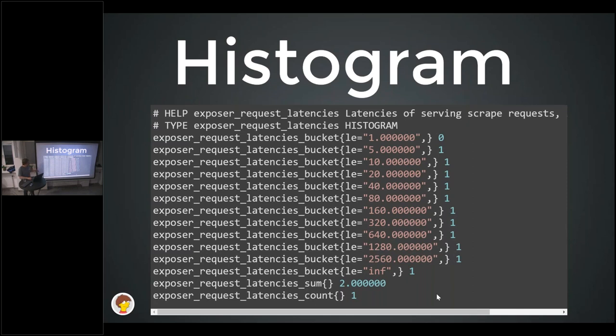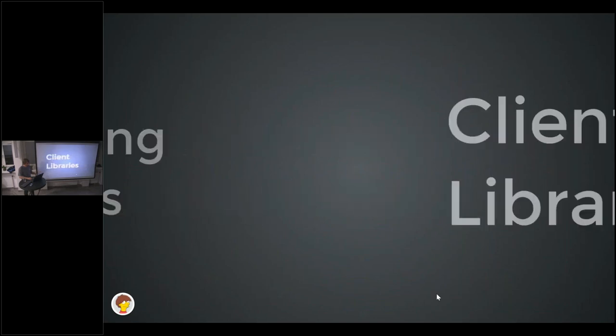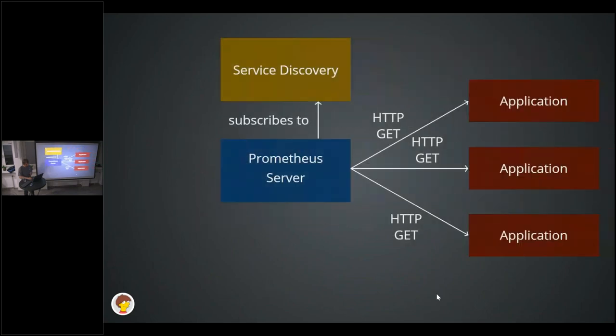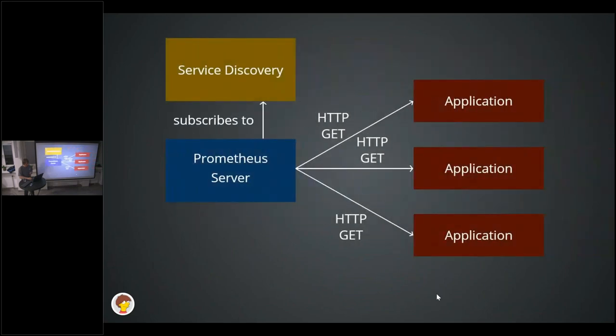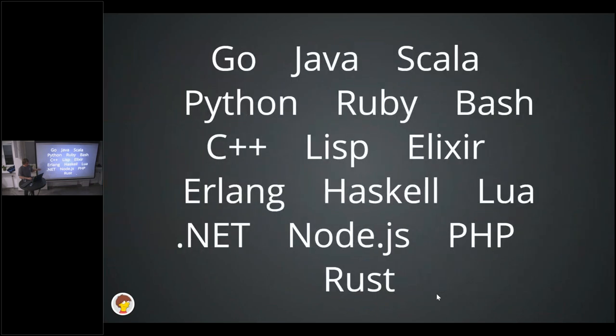So I've shown you what the metrics types are. The question is, how do you expose them? How can you instrument your application in a way that makes it easy for you to get this data? There are tons of different client libraries in all sorts of languages. This slide is a little bit old, probably there are even more now.